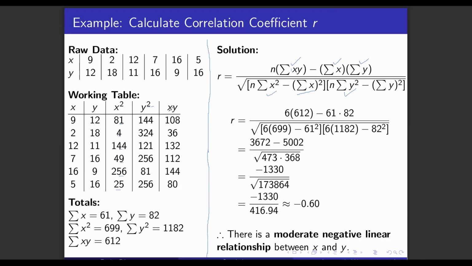Now for xy, this is x times y. So you take your x, take your y, you multiply for each row. So I have 9 times 12 being 108, 2 times 18 being 36. I do so for all the other rows.